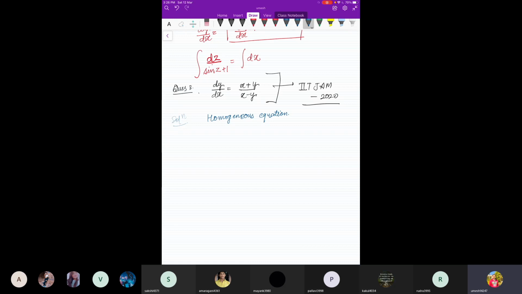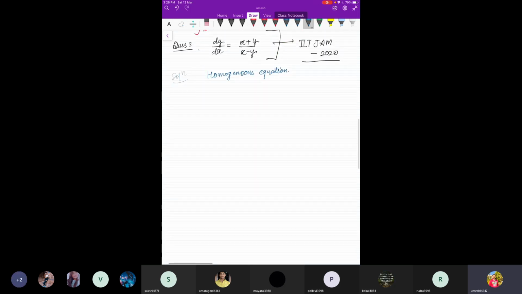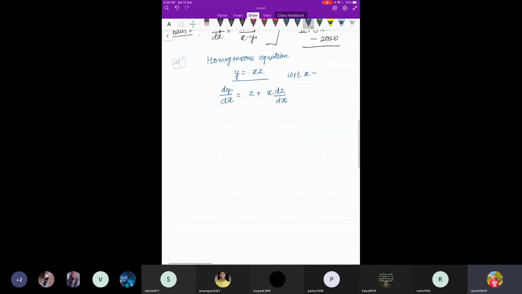Absolutely. Okay, so we know that for a homogeneous equation, we put y equals xz. I told you in the last slide also. We will be differentiating it with respect to x only, and we get dy by dx equals z plus x times dz by dx. Okay, we'll be putting it here.